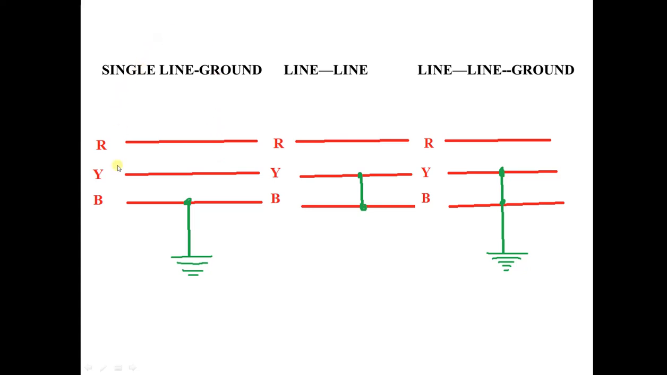So this is a diagrammatic representation of unsymmetrical fault. Here is single line to ground, any line to the ground; line to line fault, any one phase, for example Y phase to B phase; and double line to ground, Y phase to B phase and to the ground. These are the different types of unsymmetrical shunt fault.